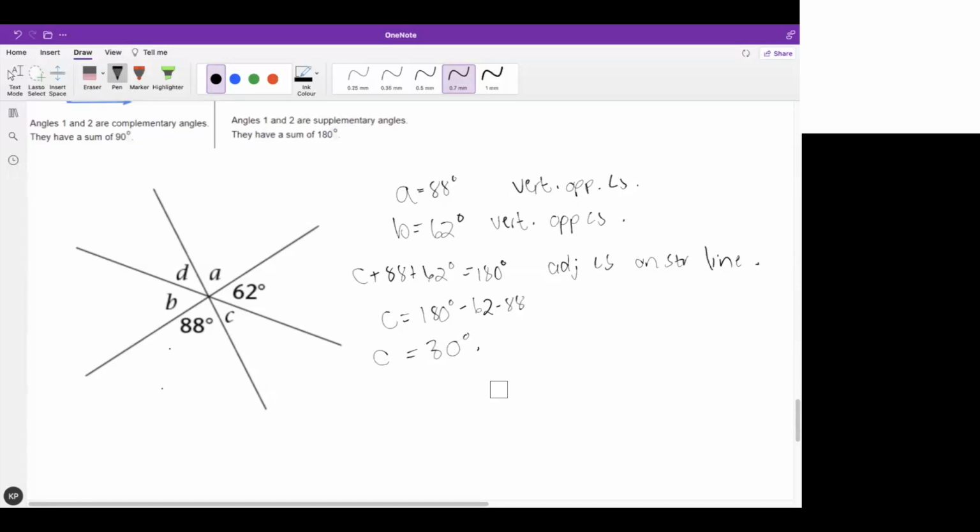Are we done? No, we're not. Last one. And then D is equal to 30 degrees. Therefore, the reason is vertically opposite angles. Vertically opposite angles. Beautiful. Thank you very much, Melissa.